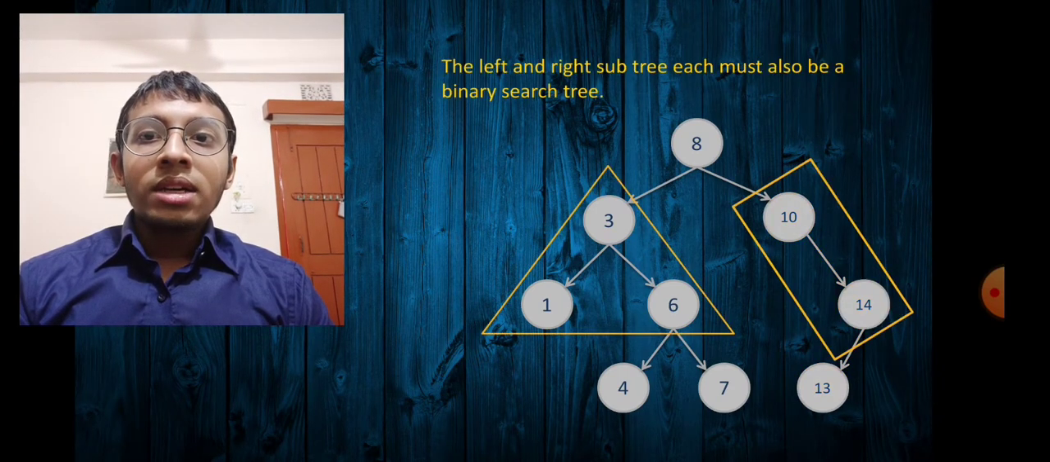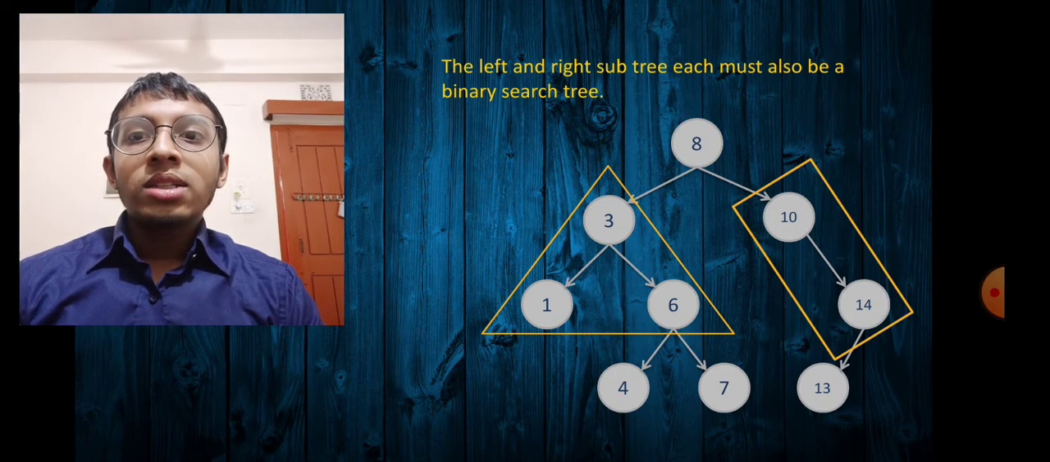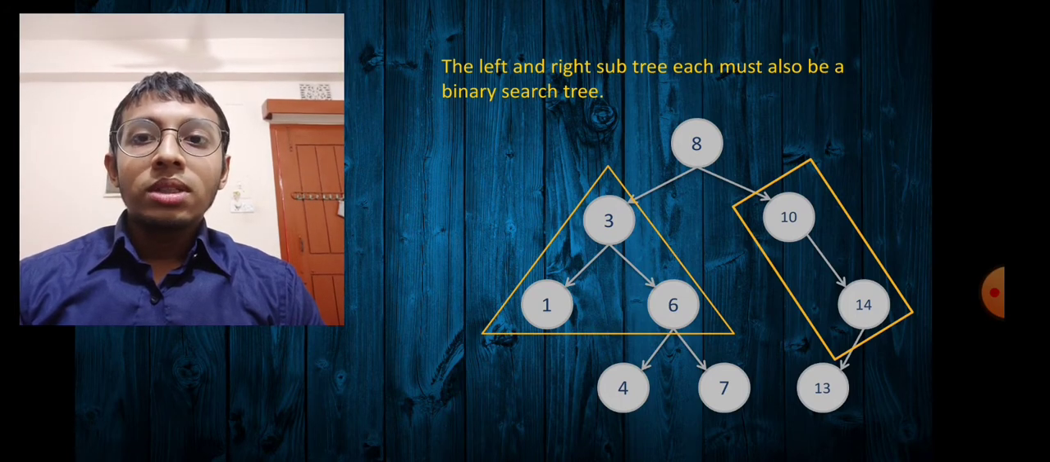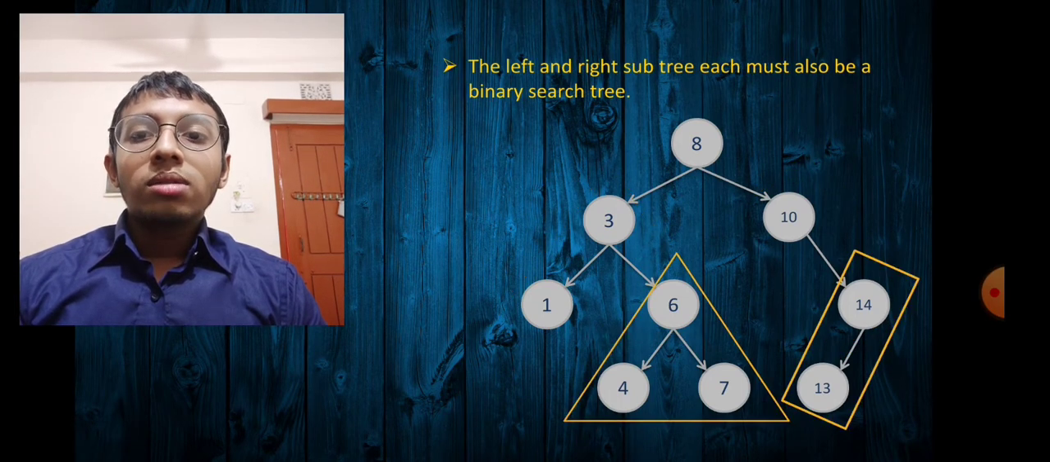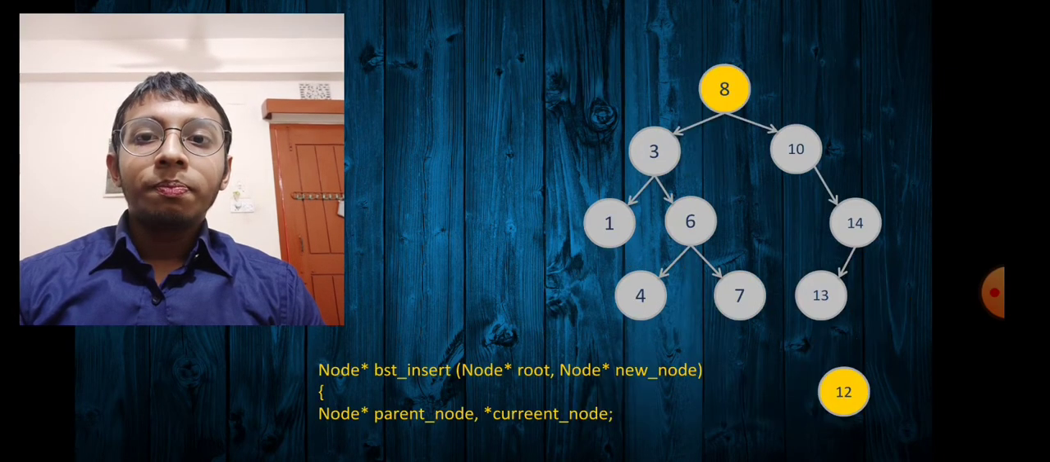The left and the right subtree each must also be a binary search tree. Here the highlighted areas are also fulfilling the criteria of a binary search tree, so they are binary search trees. Again, these highlighted areas are also fulfilling the criteria.